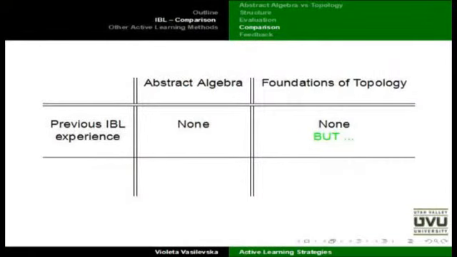So to compare the two classes, first of all, regarding previous IBL experience, none of the students in either class had any. It was the first time for all students in both classes, but, and it's a big but, at UVU, Foundations of Topology is traditionally taught with the IBL method. So students, when they come to class, kind of expect that the method used will be somewhat different. And of course, at UVU, other classes are taught by the IBL method.